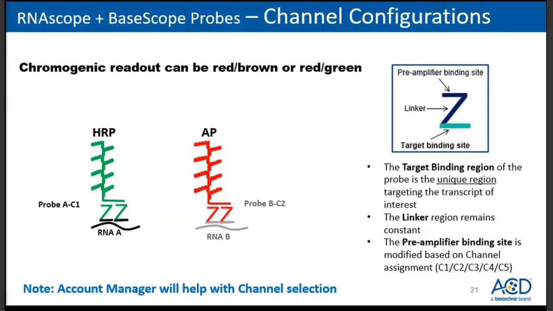So for probe A, C1, it targets RNA-A, so this may be used in our duplex assay. And then for probe B, C2, it targets a different gene, which is RNA-B. And then the readout will actually be used in the same assay. So you can use probe A, C1, and probe B, C2 in the same assay without any cross-reactivity of binding of the two probes.